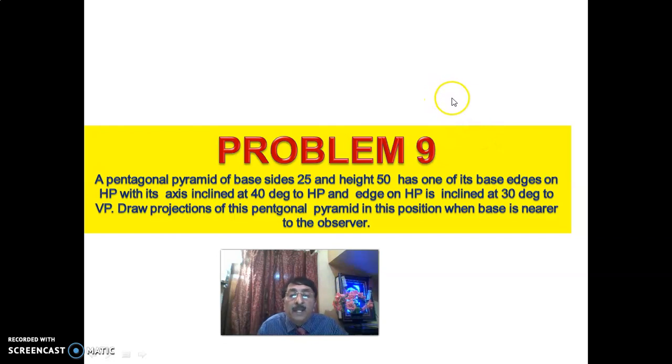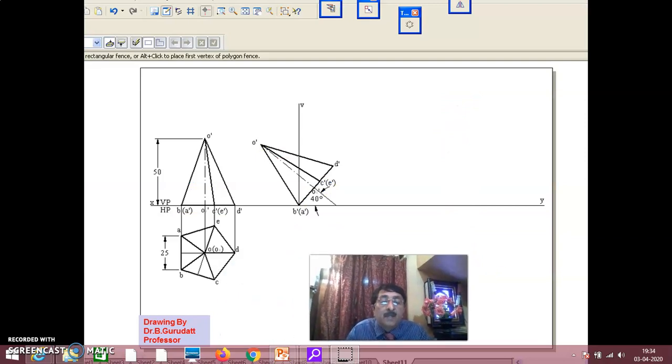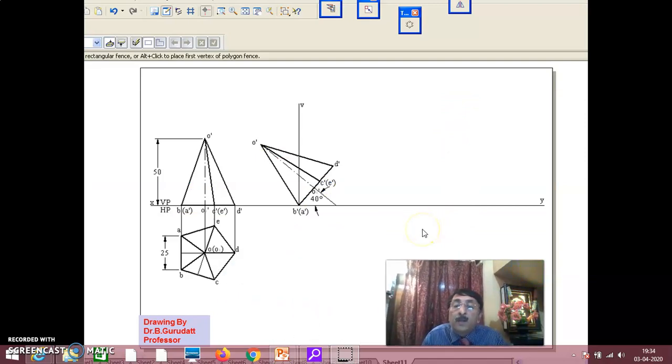That completes problem 8. Now coming to problem 9. Initially it is the same as problem 8. You start in the same way. Pentagonal pyramid, you draw by perpendicular bisector and all that, getting O1 and all that. A, B, C, D, E, 5 edges. OA, OB, OC, OD, OE, another 5, 10 edges. Get the front view. This is 50 mm.